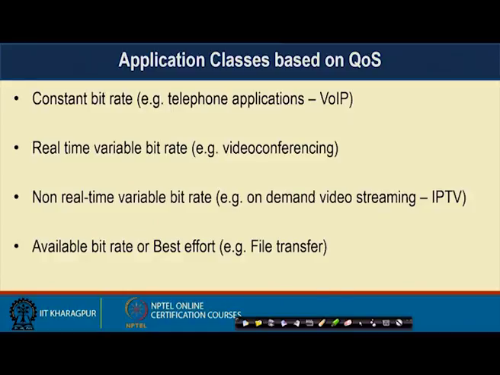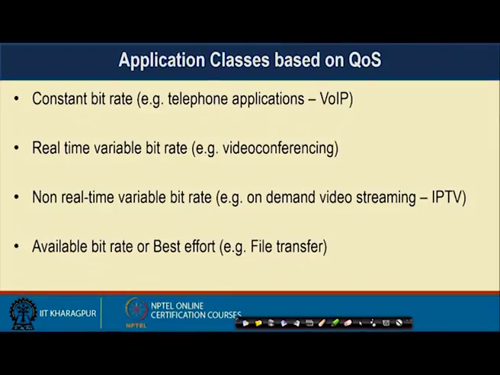We can have a constant bitrate application, in short form CBR application. In case of a CBR application, you expect the data at a constant bitrate. The receiver expects that the data will be coming at a constant bitrate, and then the receiver will process that data and render it further. An example of a constant bitrate QoS requirement is a telephone application or voice over IP application.